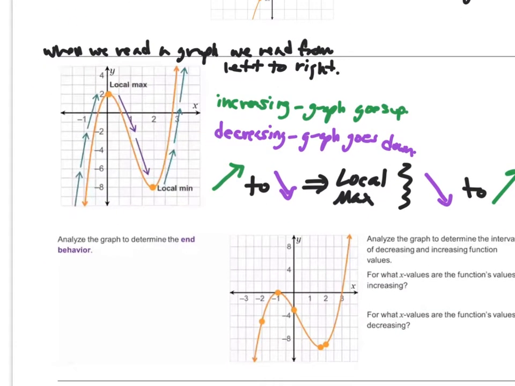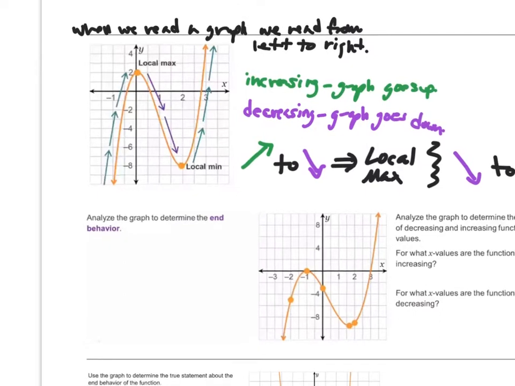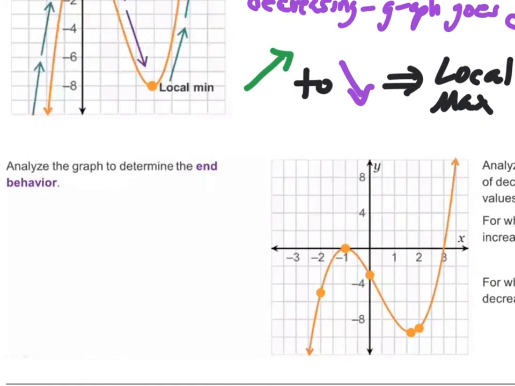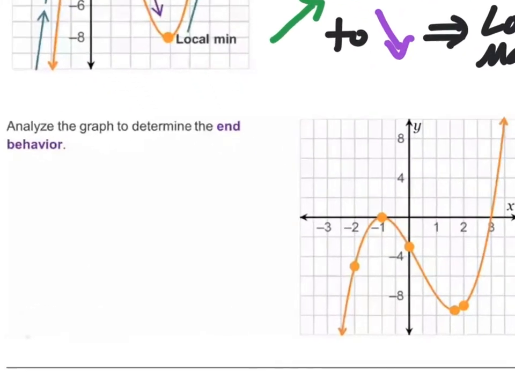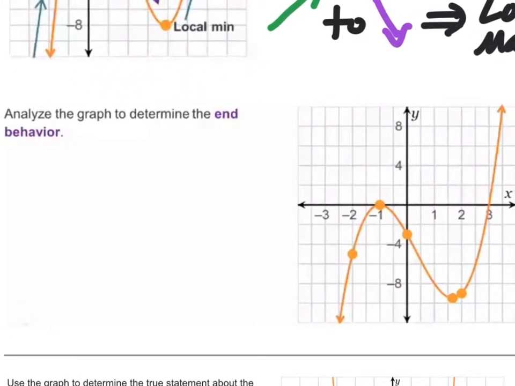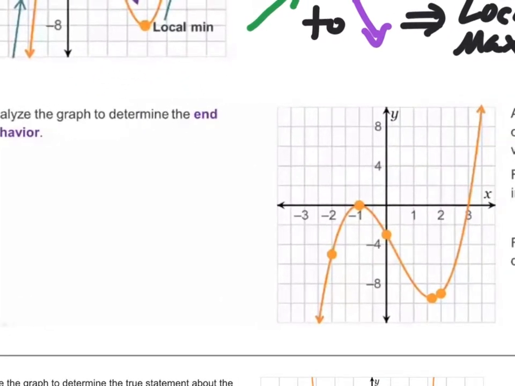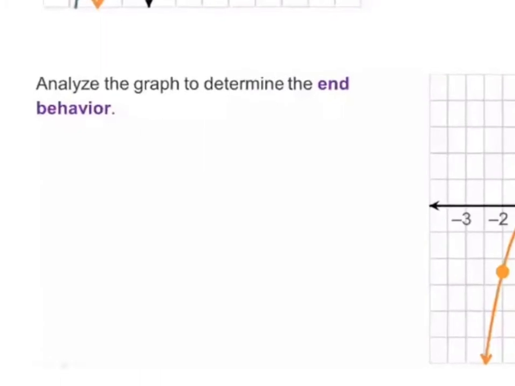The other thing we want to talk about is something we call end behavior. We're going to look at the same graph or a similar graph, and what we want to identify from a graph is what's happening as x gets really big or x gets really small. When we talk about end behavior, I ask the question: what are the y values doing?